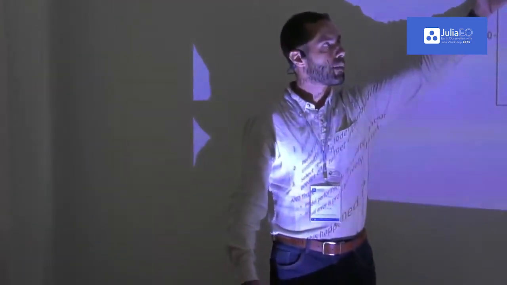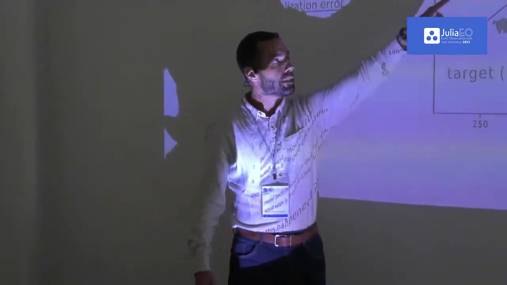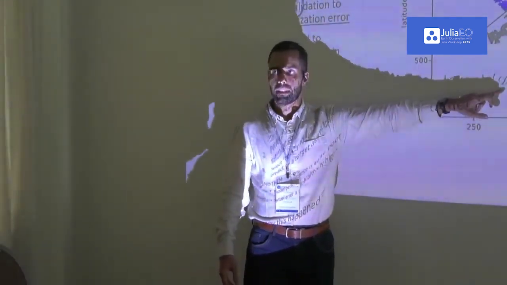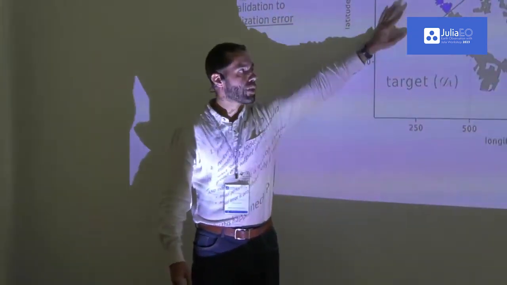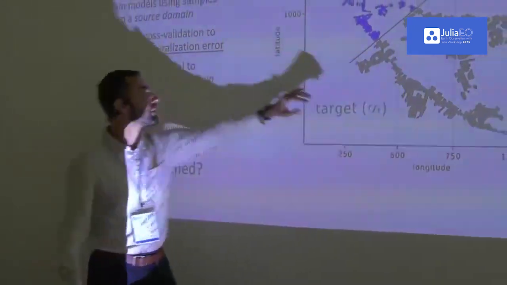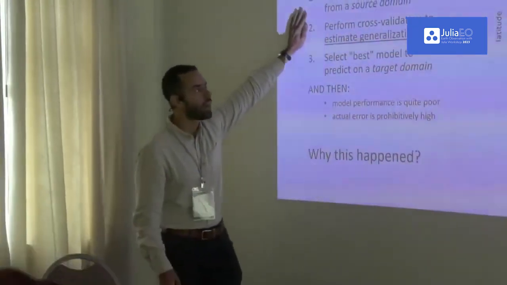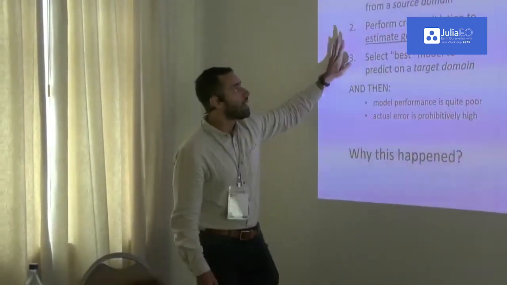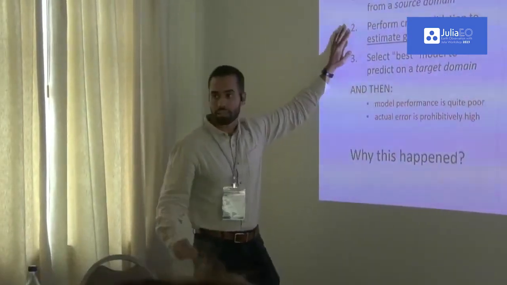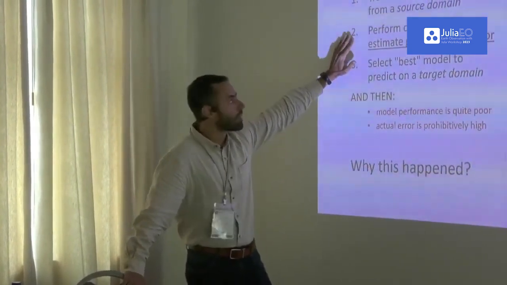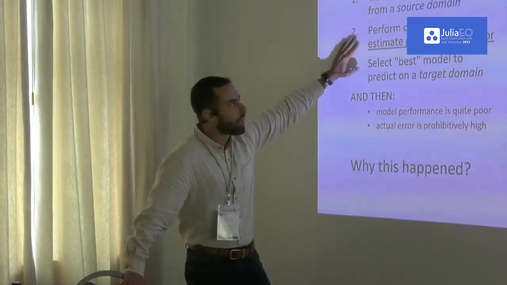You have a geospatial domain where I'm splitting part of this domain into what I call the source, D sub S for source, and another domain, D sub T for target. We will be training models in the source and trying to make predictions in the target. So you start with your workflow, you train your models in the source domain, and then you try to estimate which model is best. You have a list of models: decision tree, logistic regression, whatever.